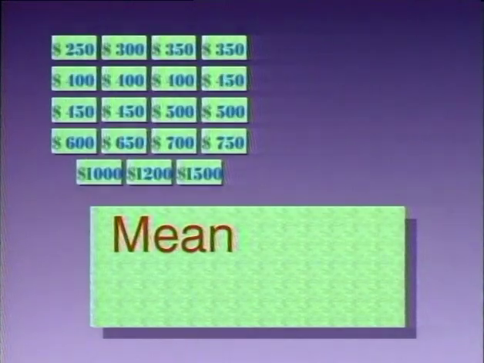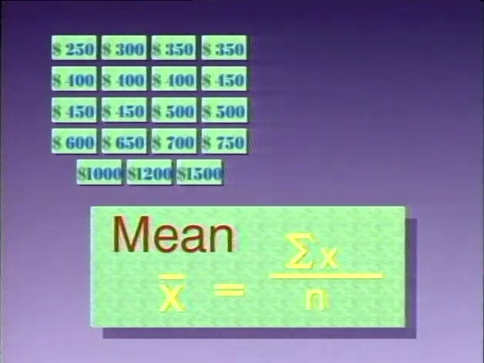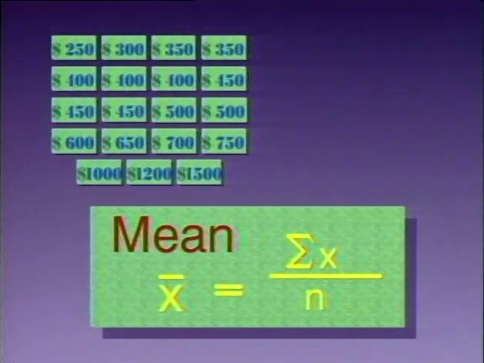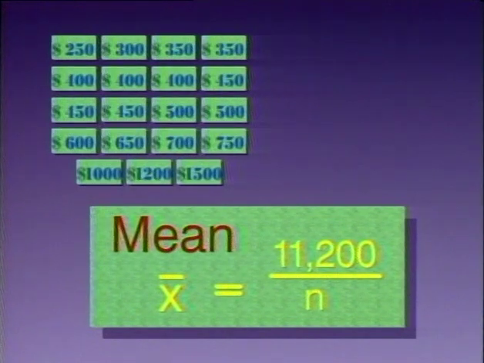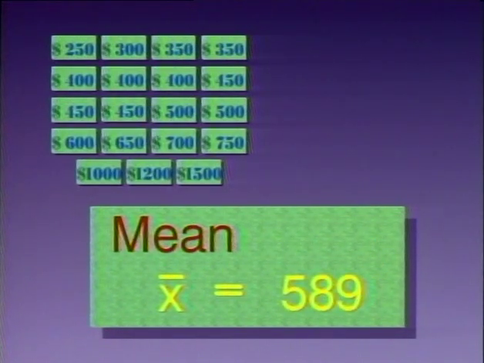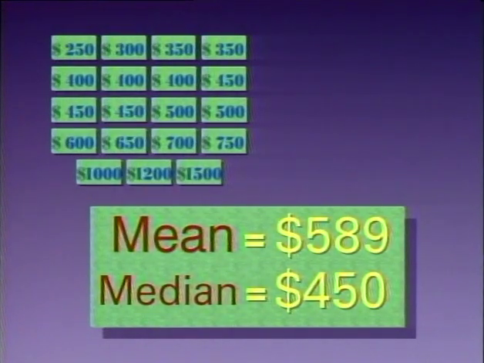Let's find the mean of the wages in our little company. First, we'll find sigma x by adding up all the individual salaries. That's 11,200. Then we'll divide by the number of values. That's 19. The result is a mean company wage of $589. And that's quite a bit higher than the figure we got for the median, and nicely illustrates the differences between these two measures of center.